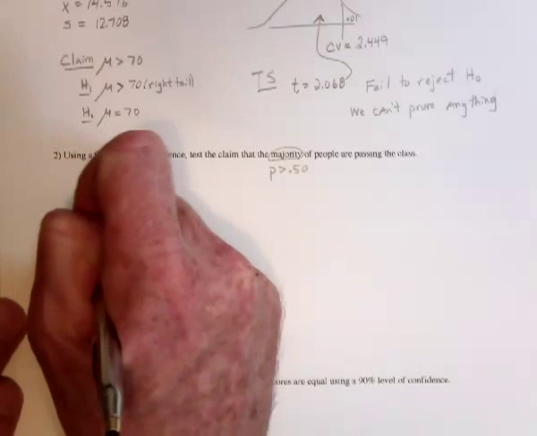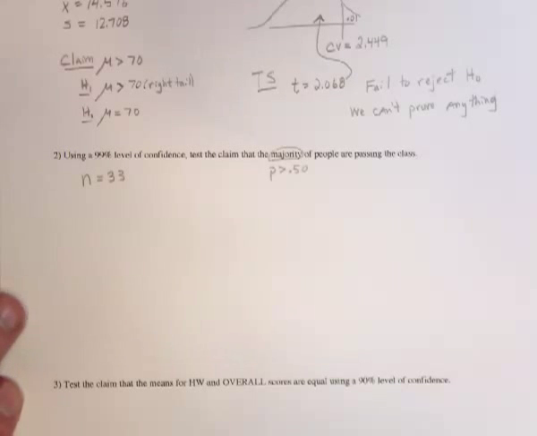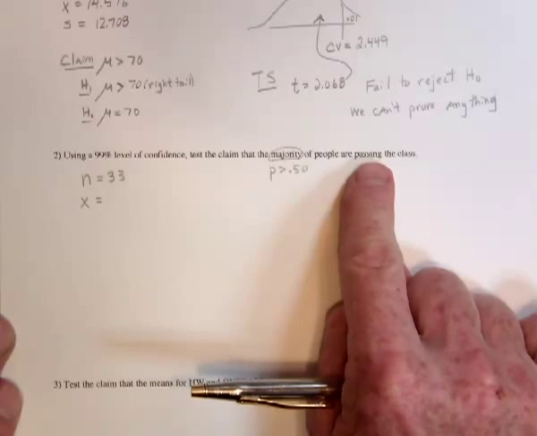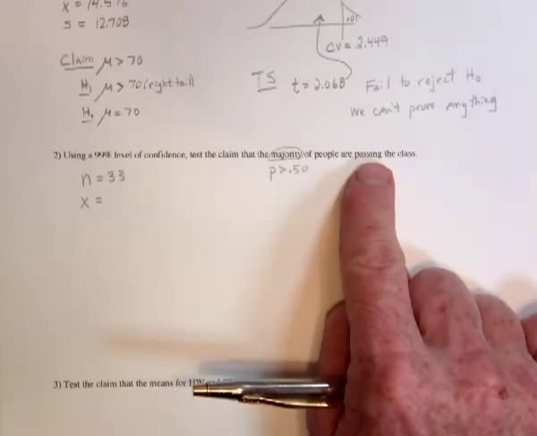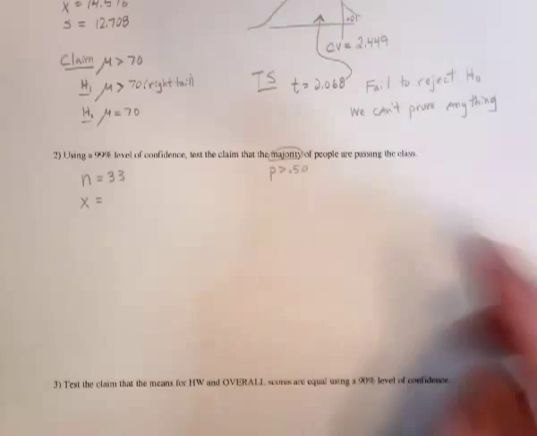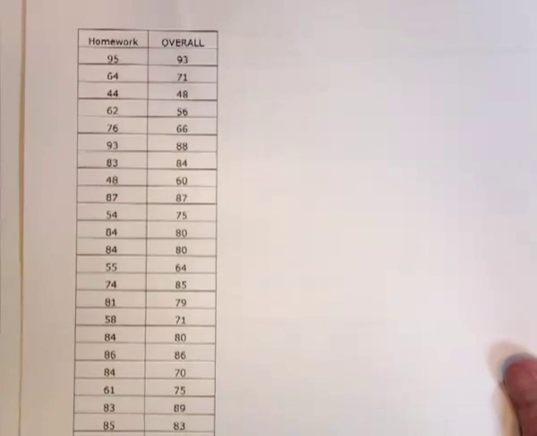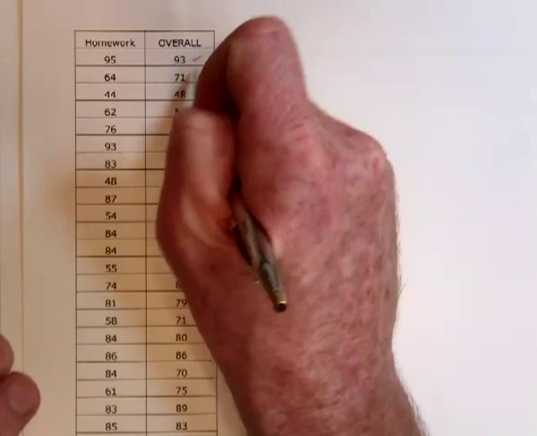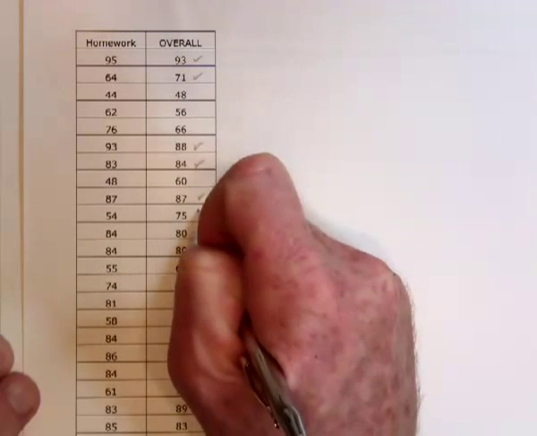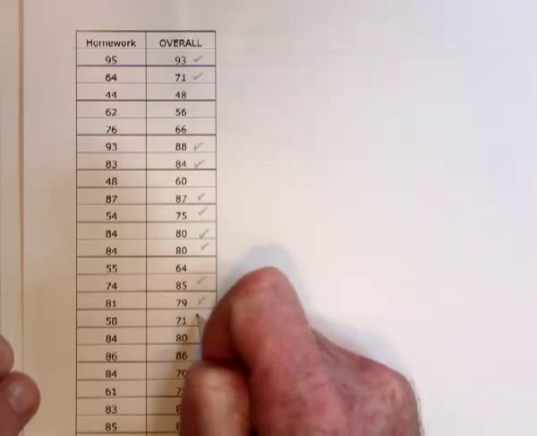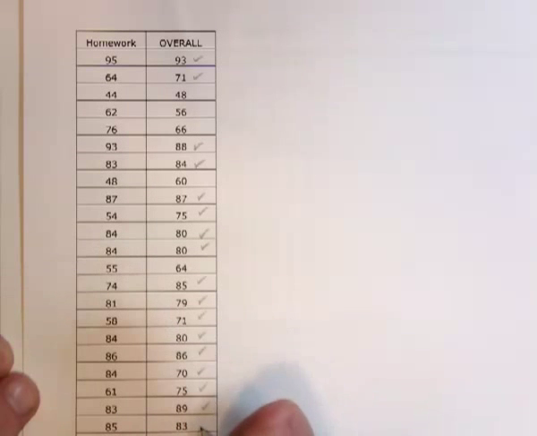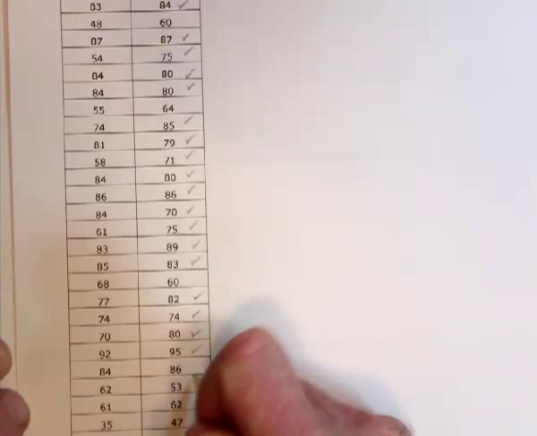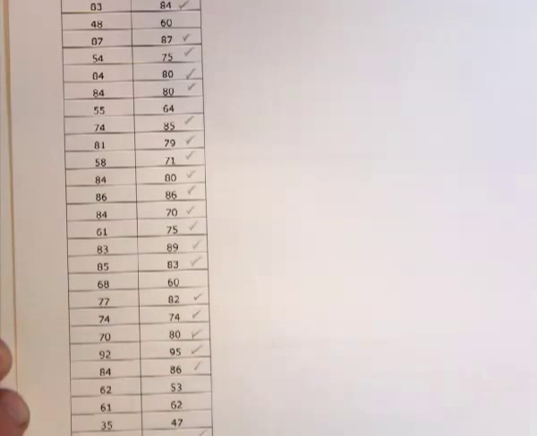So for proportions, you need to know, well, what's the sample size? And then count how many are doing whatever this is talking about. So for passing the class, out of the 33 people, you just count how many are passing the class. Passing means 70 or over, so we've got 1, 2, 3, 4, 5, 6, 7, 8, 9, 10, 11, 12, 13, 14, 15, 16, 17, 18, 19, 20, 21, 22, 23, 24.